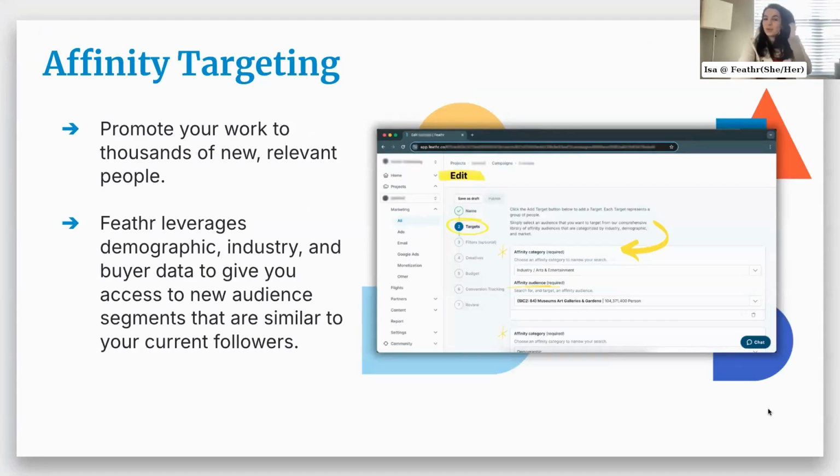So I know this is another one that you guys have used. This lets you promote your cause or your organization's work to relevant new people using demographic data, industry data, buyer search history data, things like that. So it's basically third-party data that you can access within Feathr, and you just search for whatever group you want to target, and then you can serve ads to those groups of people. So could you talk a little bit about how you're leveraging this and what groups you've explored?